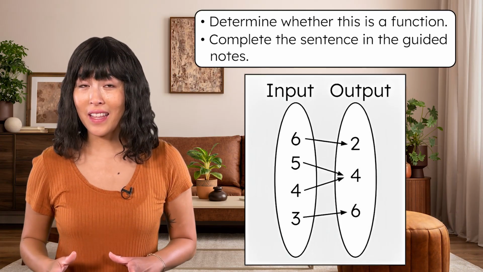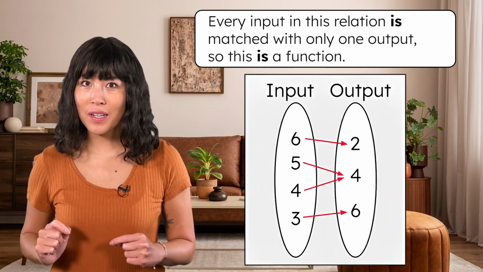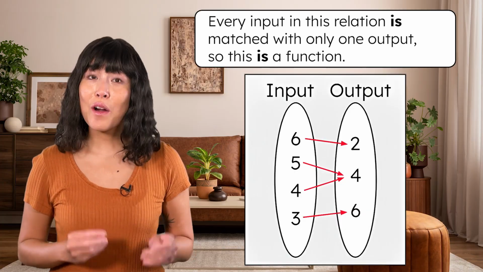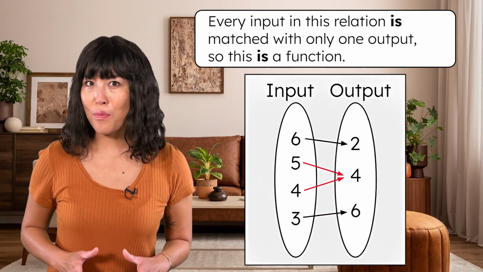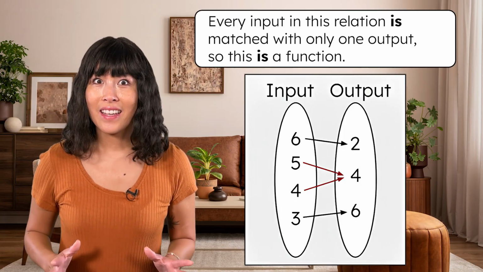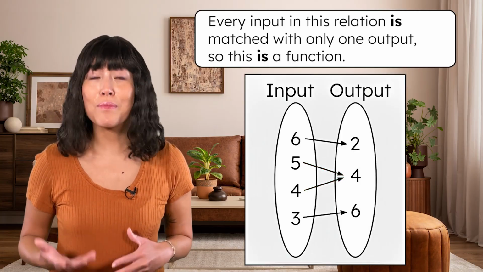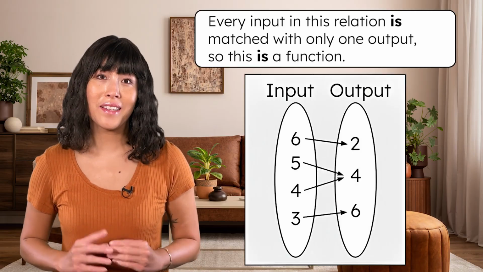Each input in this mapping diagram has only one arrow, meaning that each input in this relation has only one output, so this is a function. Even though the output 4 has 2 arrows pointing to it, that's okay. An output might have multiple inputs, but none of these inputs have more than one output.